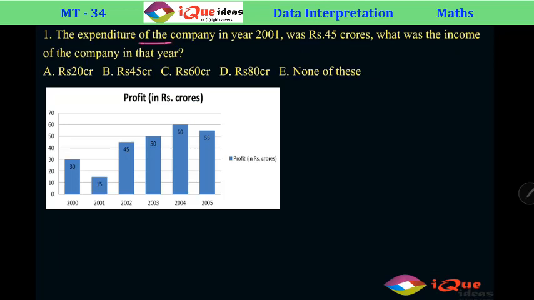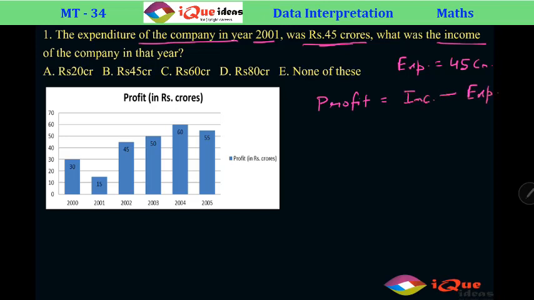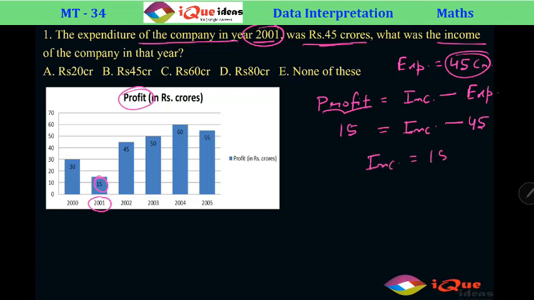The first question says the expenditure of the company in the year 2001 was rupees 45 crores. So expenditure is given, that is 45 crores. What was the income? Now, we know that profit is equal to income minus expenditure, right? The graph gives you the values of profit. We have to look for the year 2001. So year 2001, it is 15 crore profit. So in place of profit, we write 15 is equal to income minus expenditure, and expenditure is given as 45 crores. So very clearly we see that the income is equal to 15 plus 45, that is 60 crores, right? So this was a very simple question, that is option C is the correct answer.